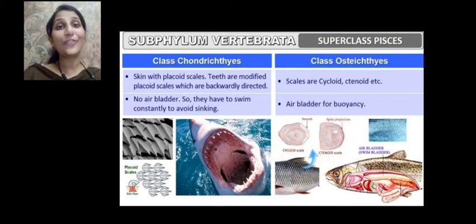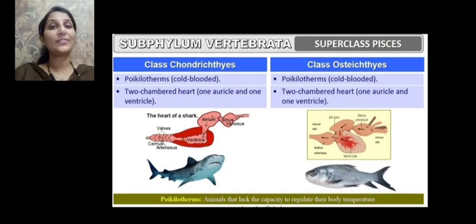In the case of the air bladder, in Chondrichthyes it is absent. They do not have any sort of air bladder, so they have to swim constantly to avoid sinking. Whereas an air bladder is present in Osteichthyes, which helps in balancing or buoyancy. Both Chondrichthyes and Osteichthyes are poikilothermous. That means they are cold-blooded animals. Cold-blooded means their internal temperature is not constant. It keeps on varying according to the ambient environment in which they are living.